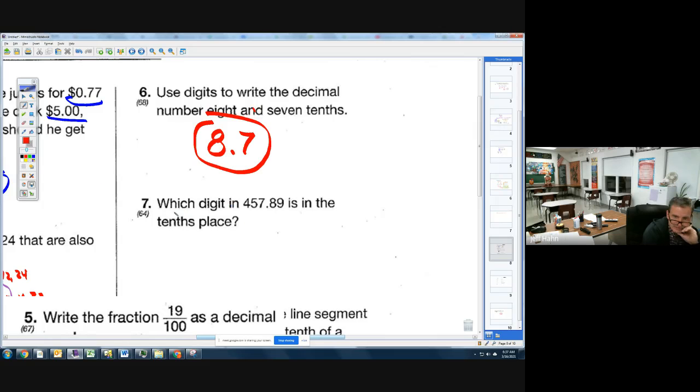Problem number 7. The tenths place, ladies and gentlemen, is the very first place right after the decimal. So the digit in the tenths place is the 8. The 9 is in the hundredths place. I see many people get that wrong. Be very careful with that.